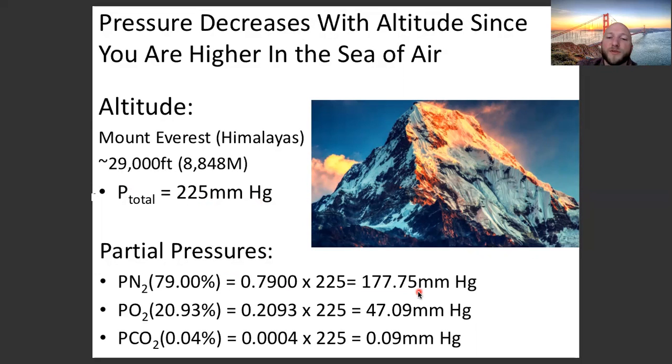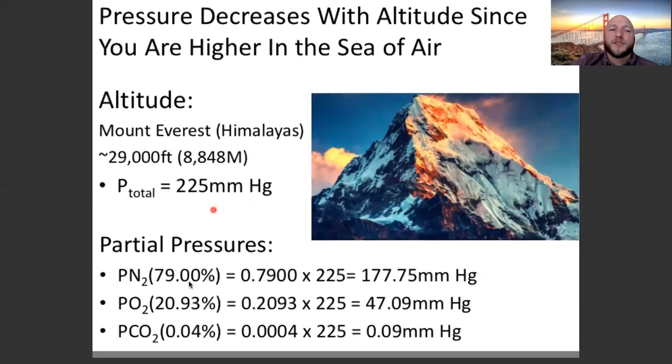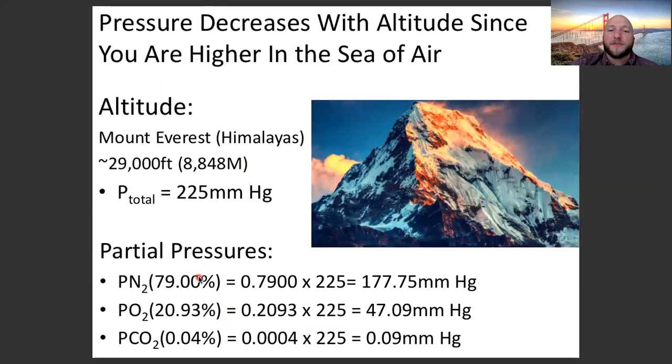0.0004 times 225 gives us a partial pressure of 0.09 for carbon dioxide. So concentration stays the same as we gain altitude, but partial pressure goes down. Total pressure also goes down, but concentration stays the same.